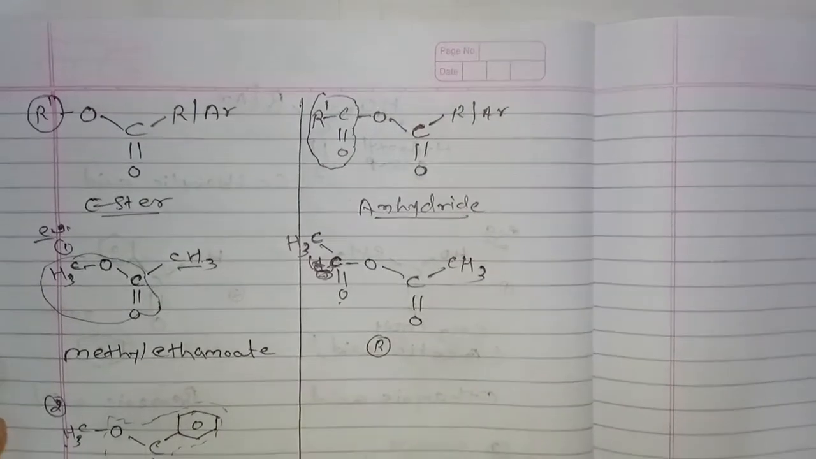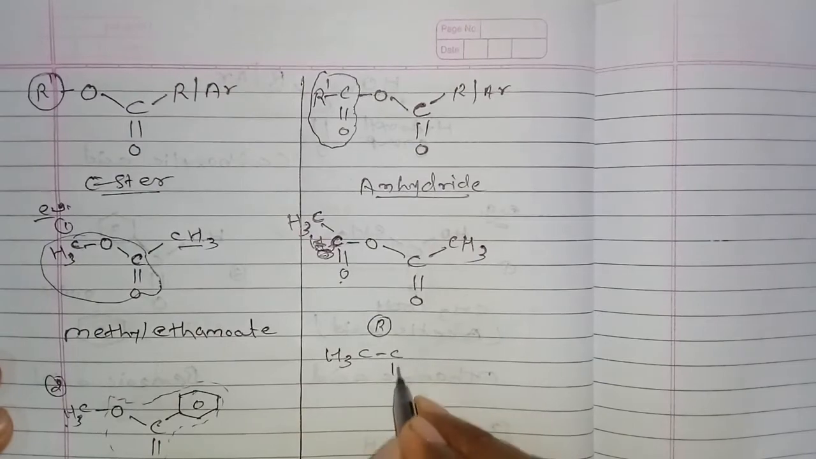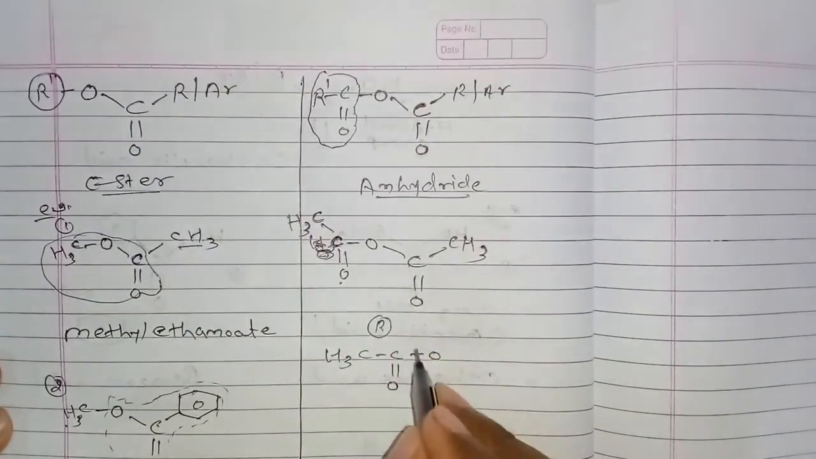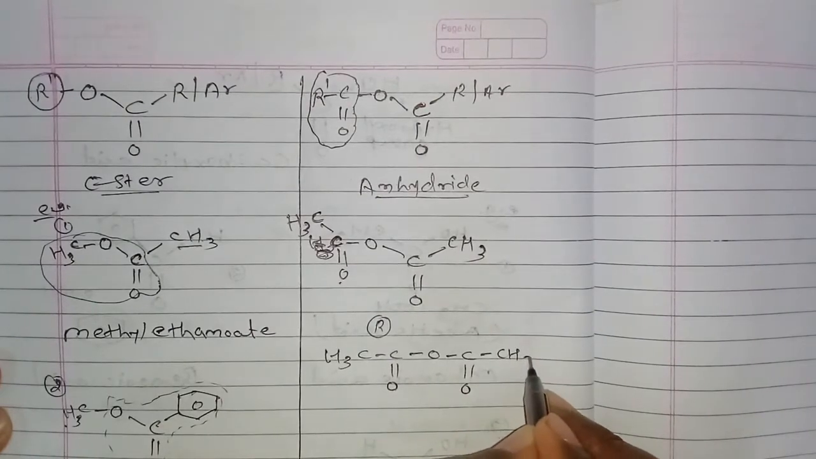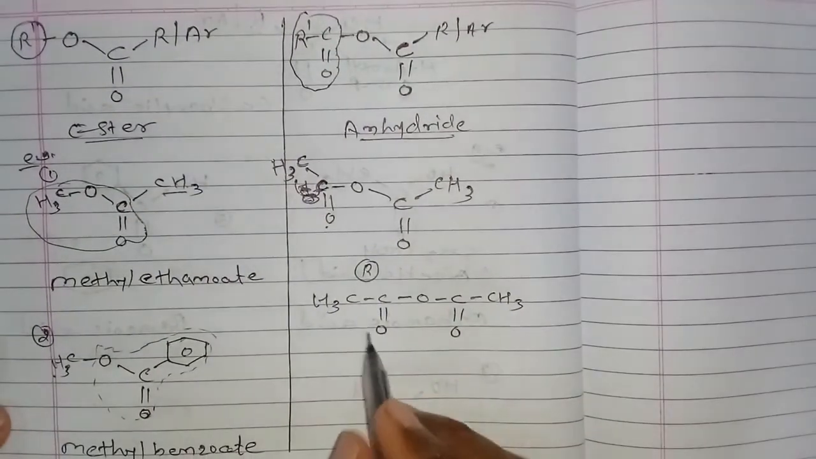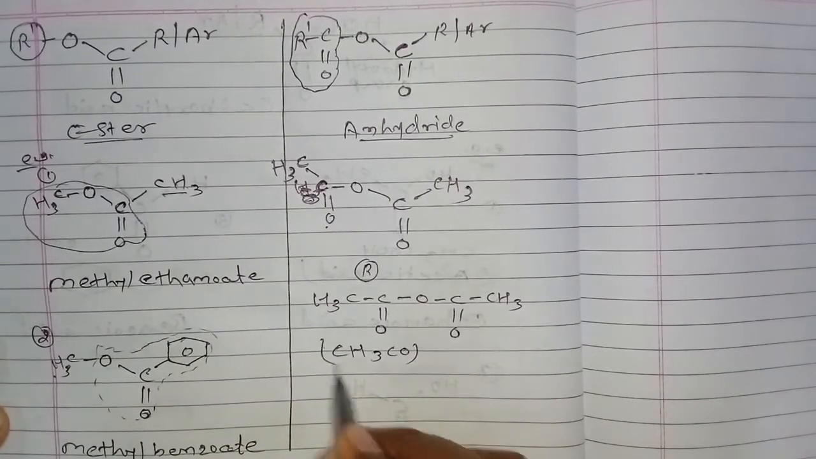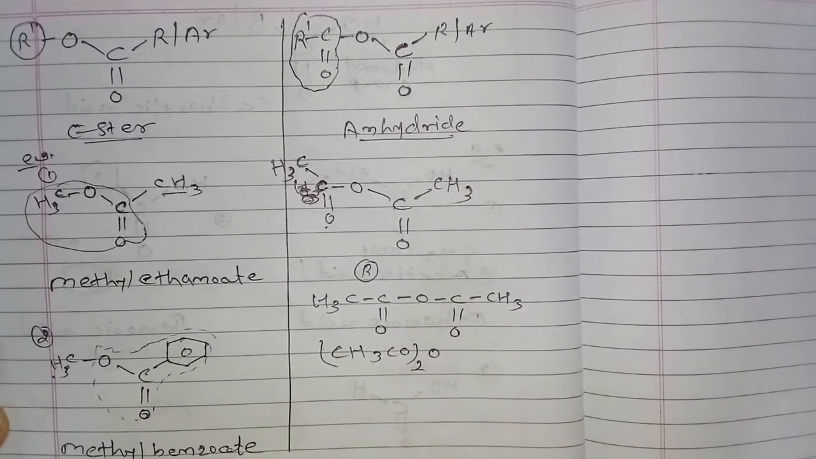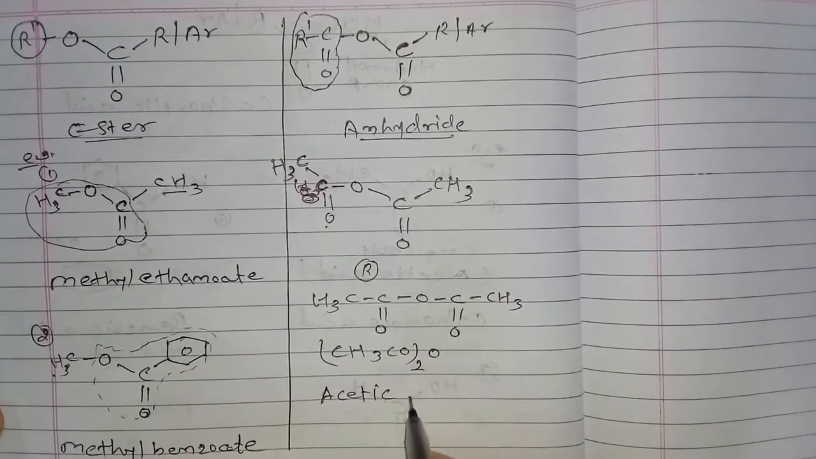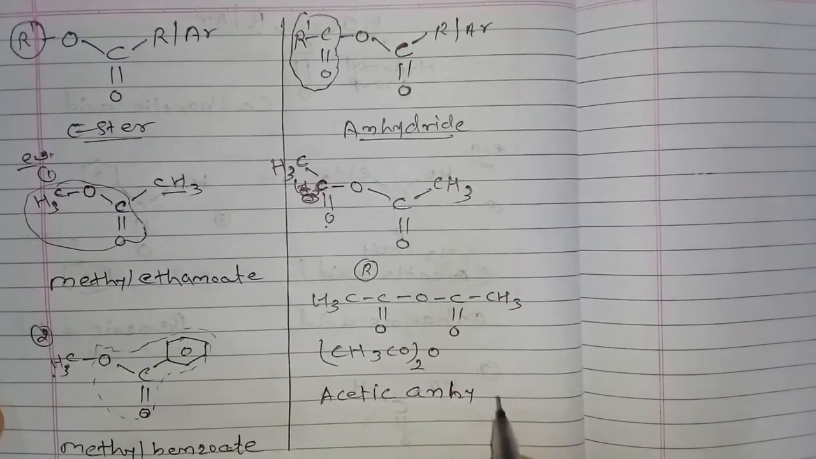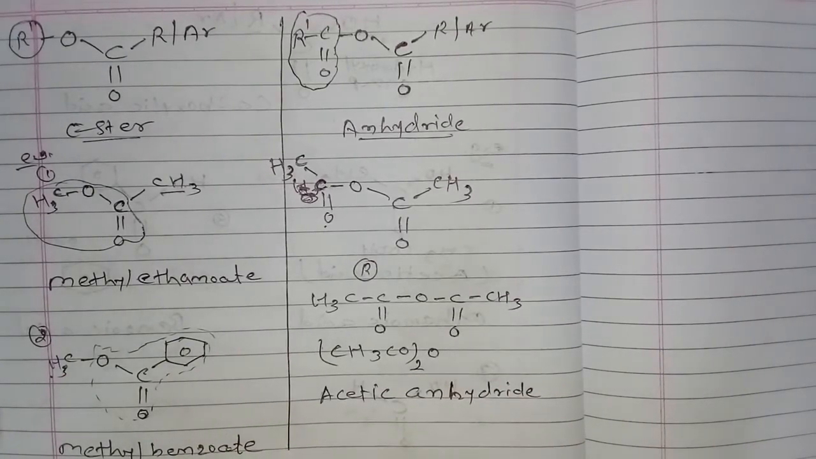Or it is written as CH3C double bond O, and here the oxygen, C double bond O CH3, or (CH3CO)2O. This is called acetic anhydride.